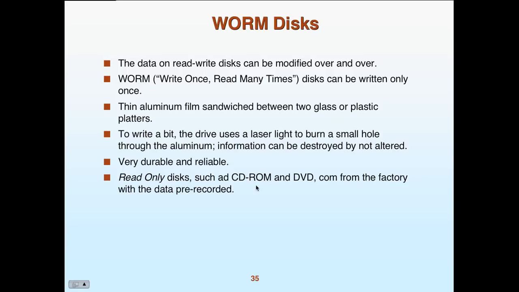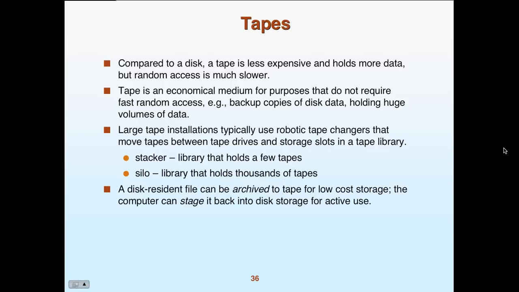So read-only discs such as CD-ROMs, well, now we have ones that aren't, both of them are rewritable now. They come from a factory with data pre-recorded on them. Those are the most protective type of discs because you can seal it in there and it'll last a lot longer than the read-writable ones.